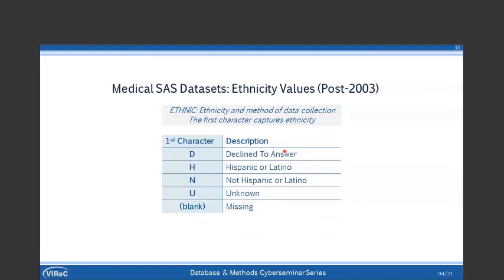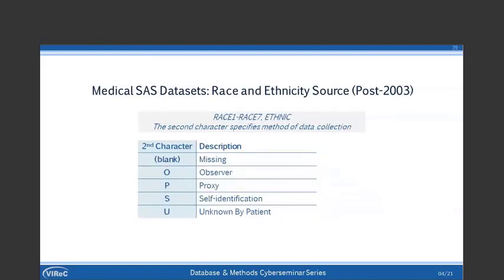Similar with ethnicity, we also have decline to answer, unknown, and missing values are blank. And then the collection method, and these are the same options that we'll also have in the CDW data: self-identified, proxy, observer, or unknown, which is supposed to mean that the patient doesn't know it, but this is also used as a catch-all for unknown.